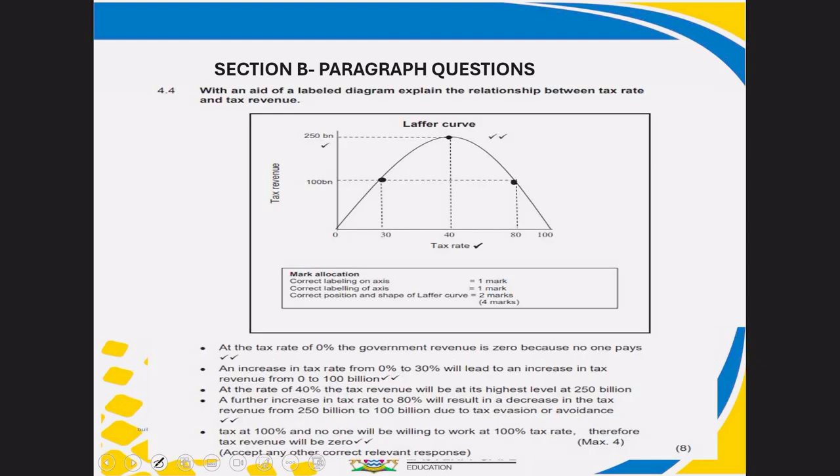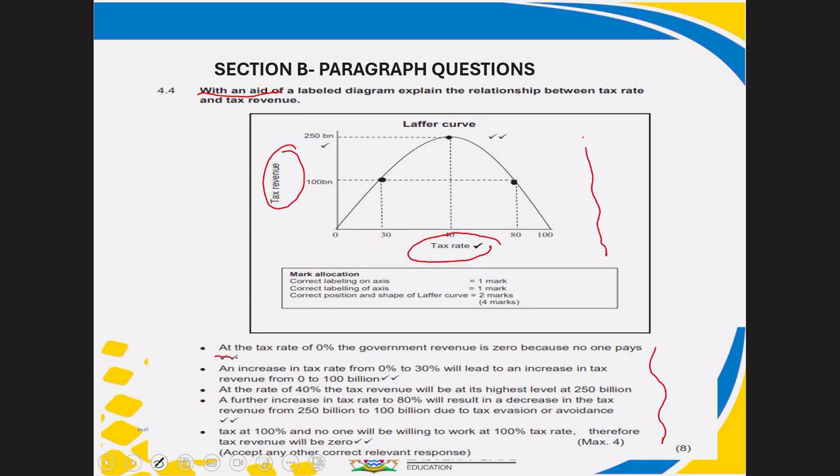Now, another one is on graphs. Remember, I said they can say with the aid of a labeled diagram. That is where another problem is, labeling of graphs. Please make sure you label all the axes. And please make sure that when you have labeled the axis, whatever you have drawn in your graph is what you are explaining, not something that you think or maybe that you read about. Use the graph that you have drawn.